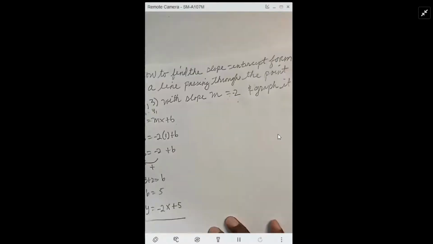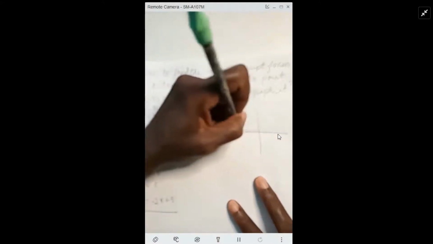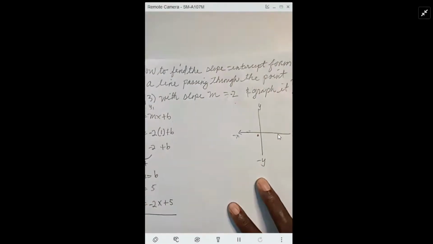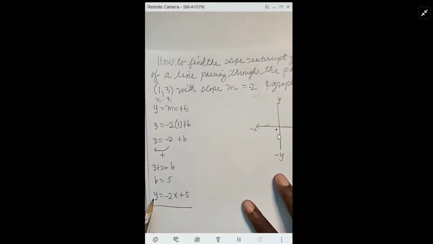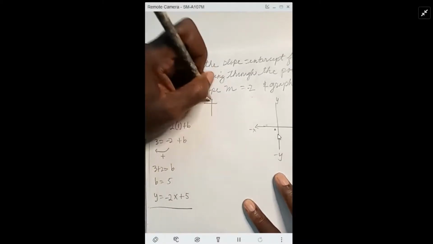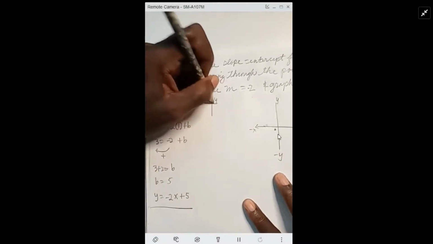Now let's graph it. We're going to do this quick and dirty. We're going to make our grid. It doesn't have to be perfect. -x, x, y, -y. Put in the origin, 0. Now we have the equation here. We need to figure out what our table values are going to look like. We're going to do a quick table with 2 points, x, y.